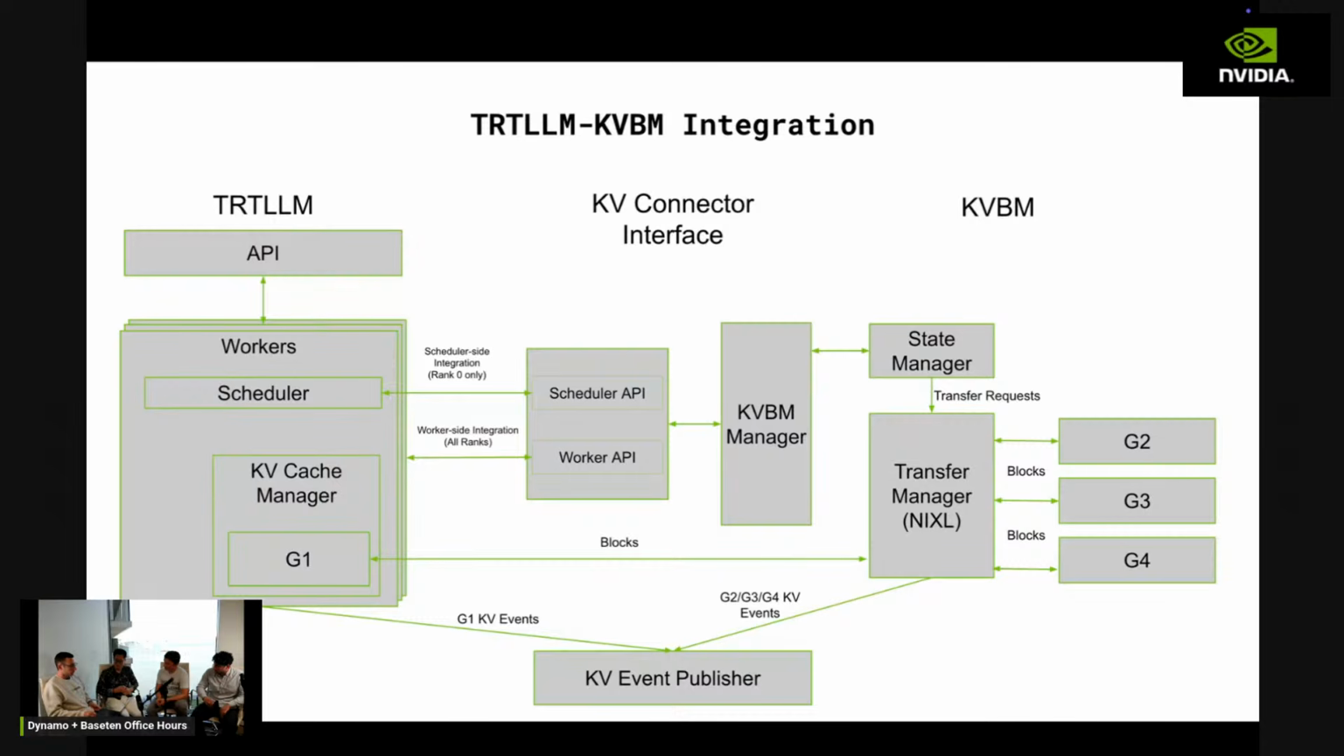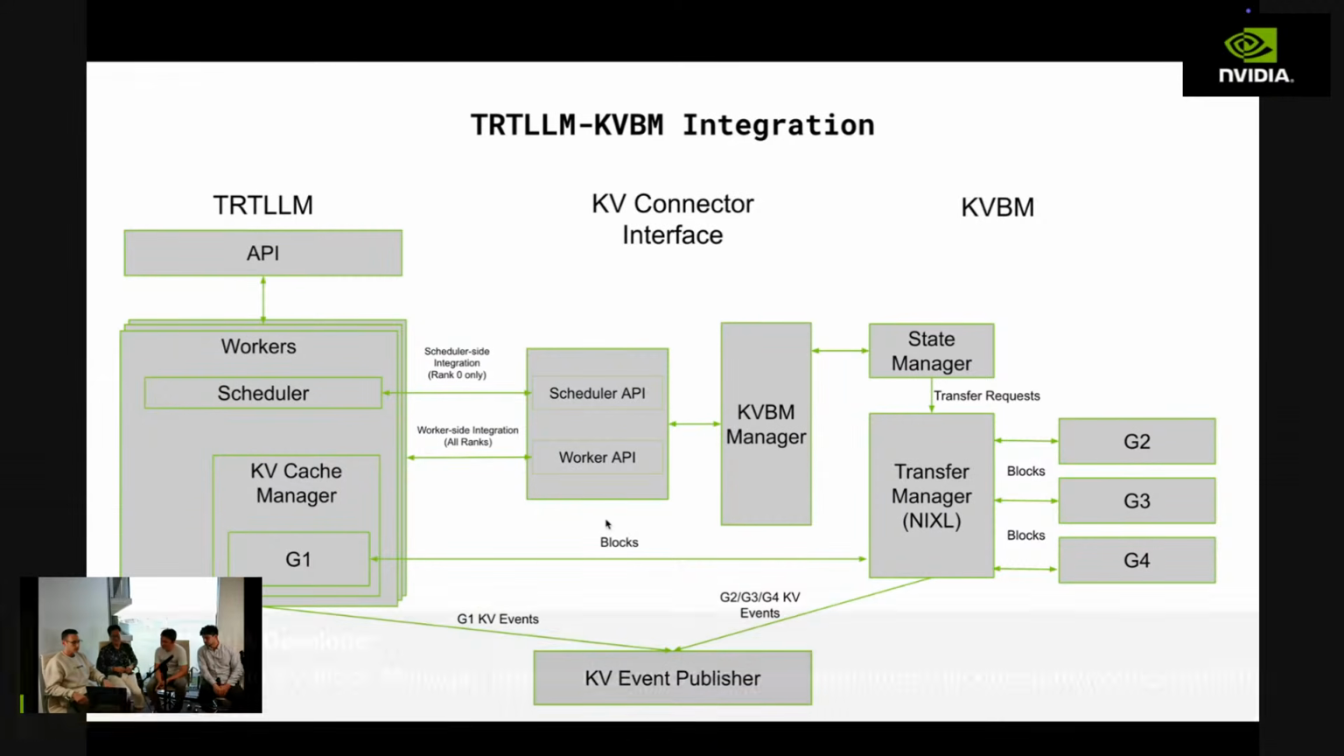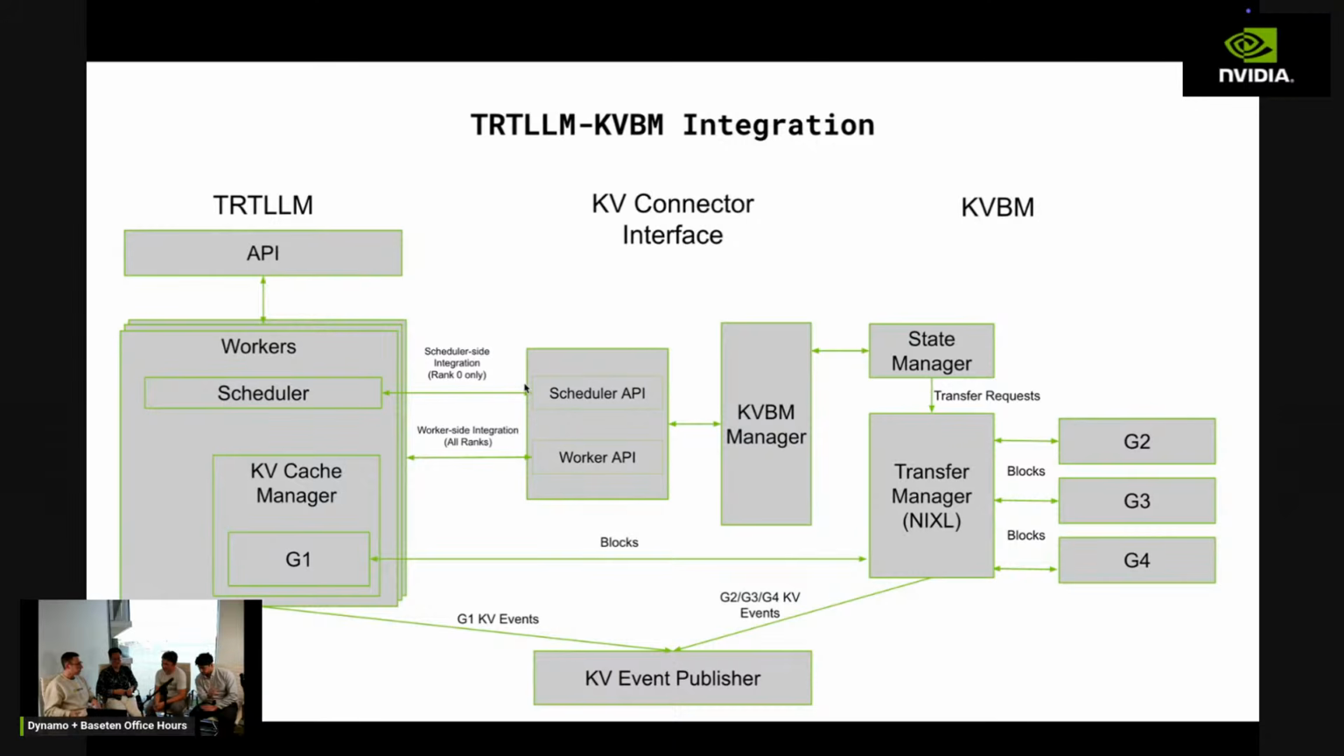So in terms of what this integration actually looks like, I know this block diagram is a bit freaky, but I'll break it down here. In the middle, we have the KV connector interface itself. We have a single instance of our scheduler interface, and then n instances of the worker interface. Directly porting this interface into TRTLM introduces a couple of challenges.